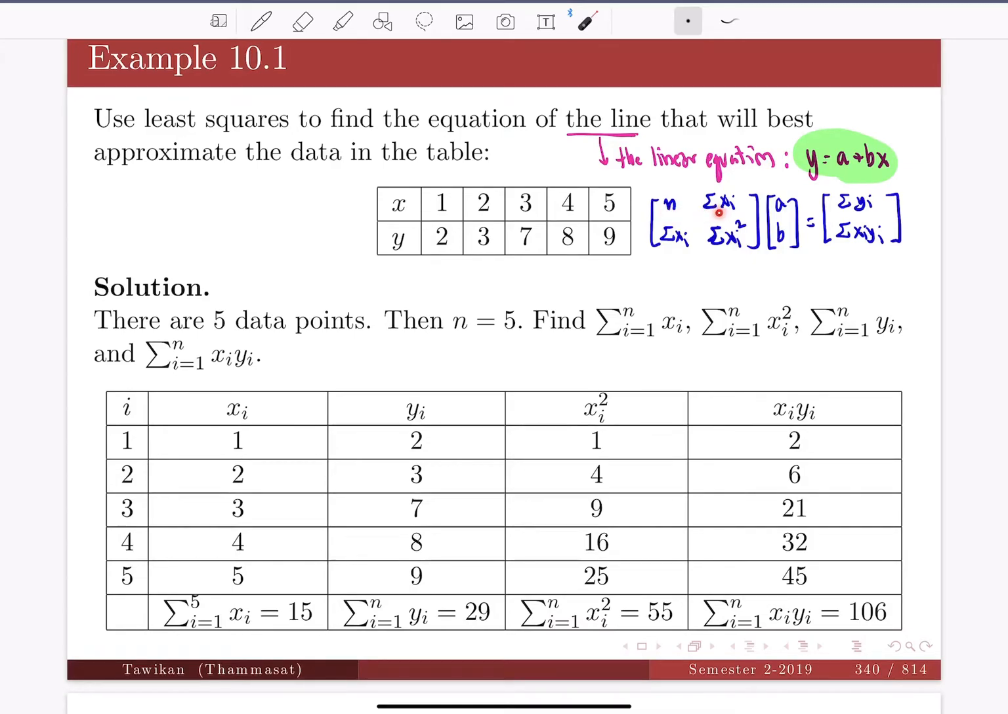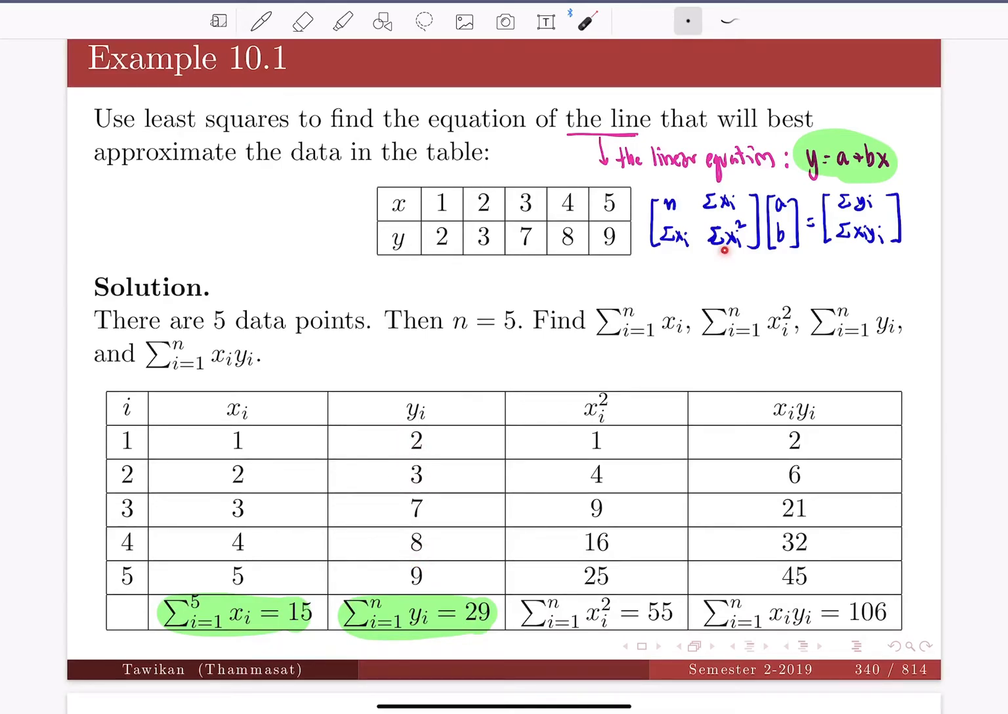I need the summation of all xi, so I construct a table. In the first column, I put the i number. Okay, in the second column, I put all the values of xi. In the next column, I put all the values of y from the given data. Okay, and then at the bottom here, I find the summation of all xi values. So I add them all up. Same idea in the column of yi, I add them up to get the sum of 29. That 29 is just the sum of all those numbers.